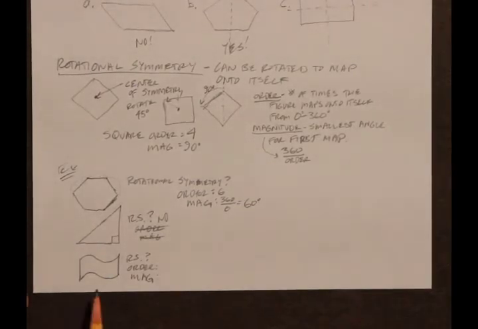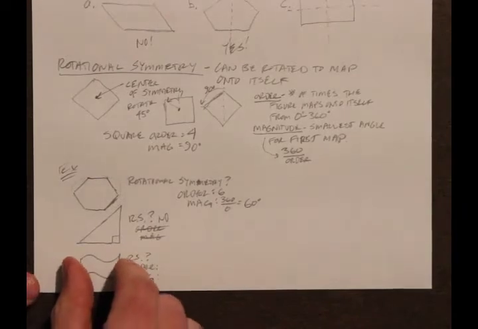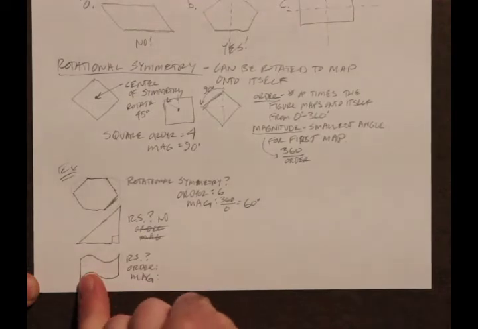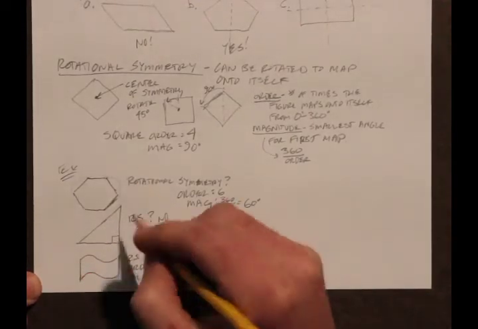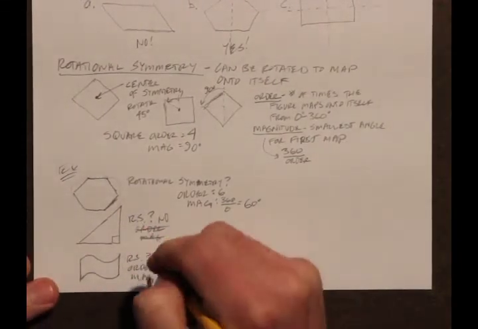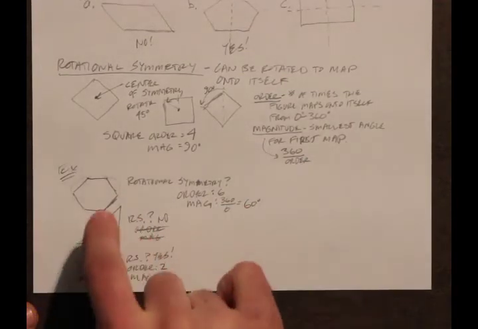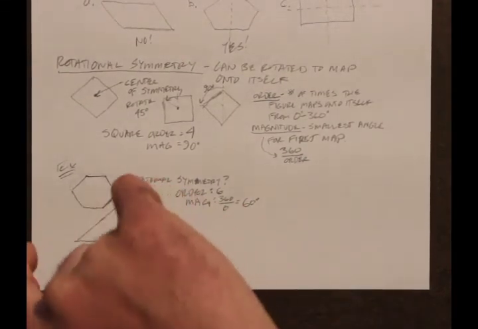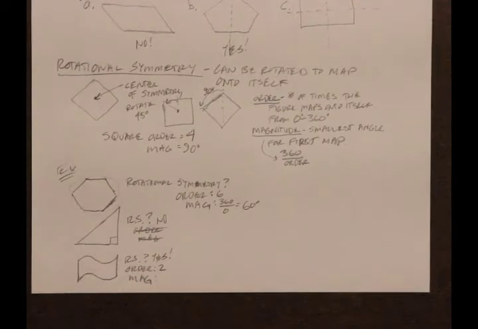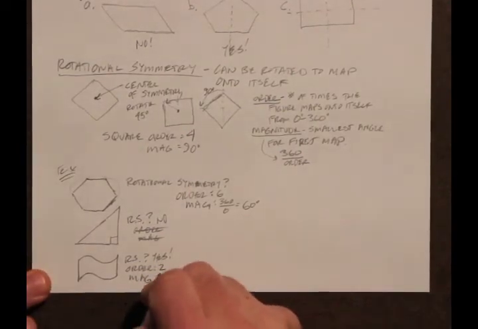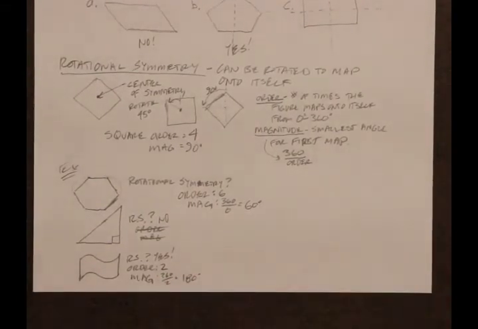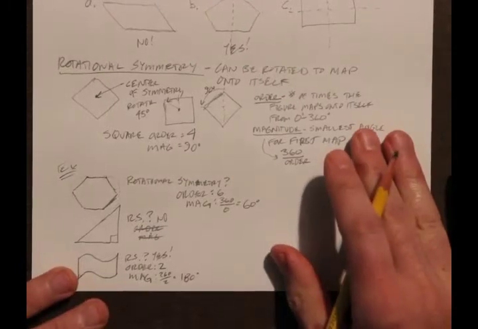So this shape, if I were to turn it 180 degrees, if I was just to rotate it 180 degrees, it would map onto itself. So yes, this does have rotational symmetry. And the order would be 2, because I would turn 180 degrees, boom, once, and then another 180 degrees, that'll get me to 360. So the order is 2. And the magnitude is 360 divided by 2, because my order is 2. 360 divided by 2, which is 180 degrees. All right, let's do one more.